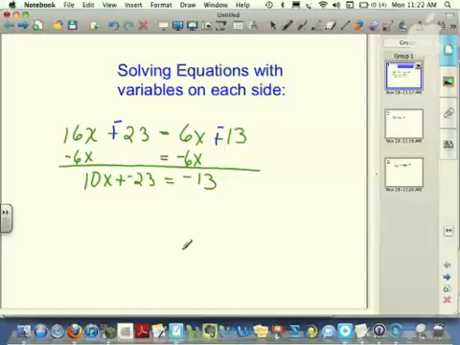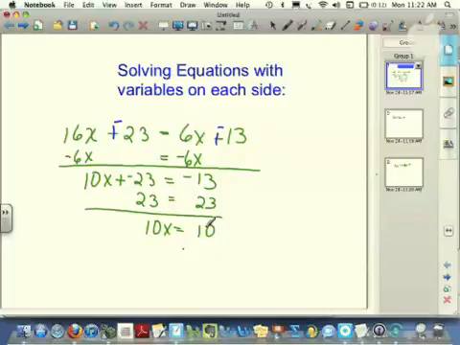Now I am back to one variable, and it's a two-step equation. So I will add 23 to both sides. And it becomes 10x equals a negative 13 and a positive 23, which is 10. And then if I divide both sides by 10, my answer is x equals 1.